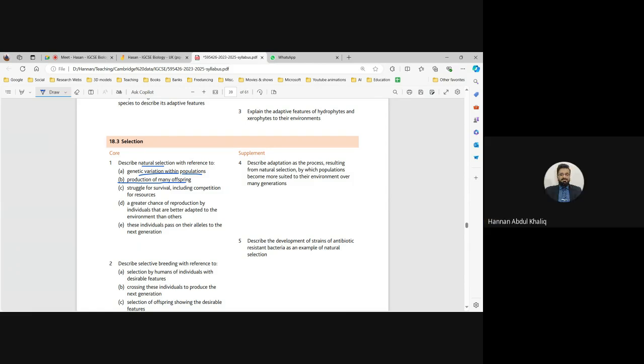More exactly, yes, to make sure that the genetic material keeps on, you are 100% right. To make sure of that, organisms produce many offspring, and then there is a struggle for survival, including competition for resources.